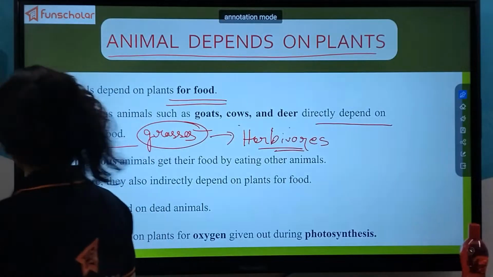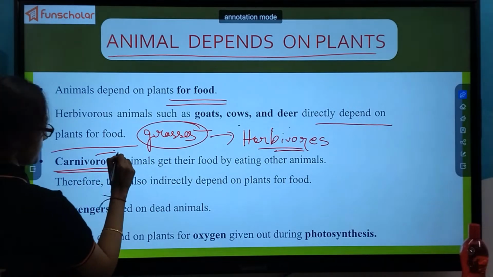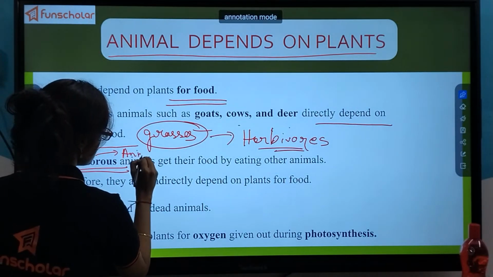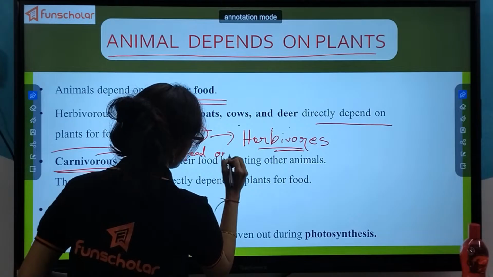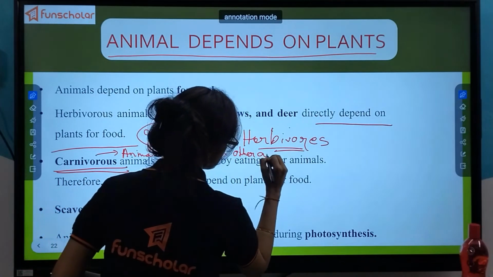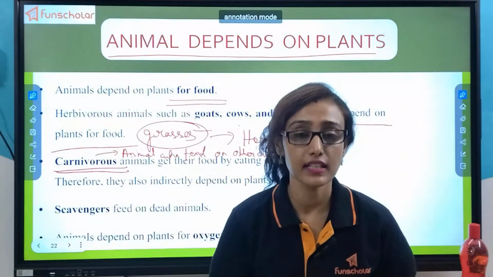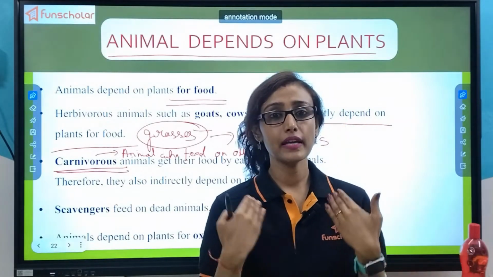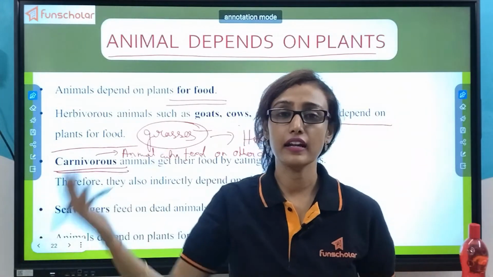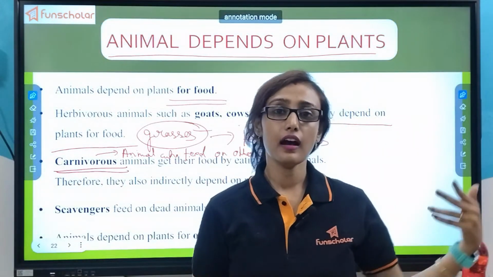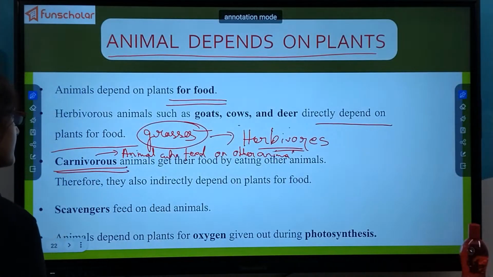Okay? Now, carnivorous animals. Carnivorous animals are animals who feed on other animals. Like you eat chicken, you eat mutton. You, being an animal, are feeding on another animal. Like a tiger is hunting a deer. A lion is hunting a giraffe. Okay? This is how carnivorous animals are dependent.